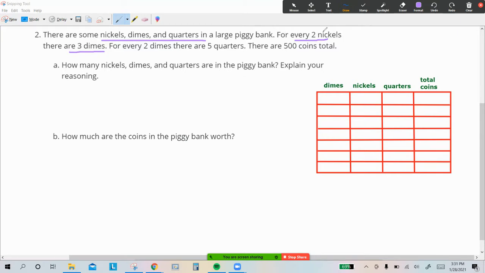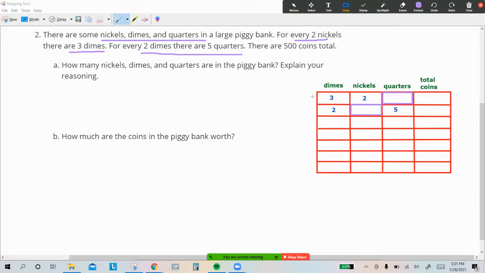One of the ratios that I see is for every 2 nickels, there are 3 dimes. I'm going to put this into our table. 3 dimes, 2 nickels. The other ratio that I see is that for every 2 dimes, there are 5 quarters. 2 dimes, 5 quarters.